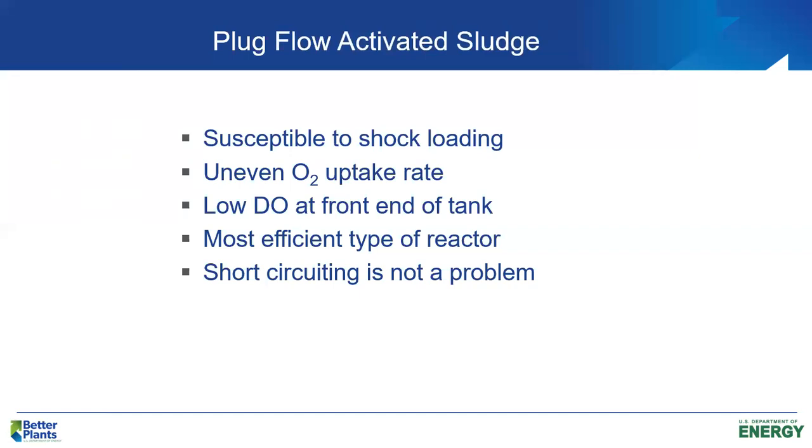The main problem with plug flow is that if we get a shock organic load hitting at the front end of the reactor, it may upset the process. The DO may go to 0 in the front end if we get a shock organic load. And then we have an uneven O2 uptake rate along the length of the reactor, very high oxygen uptake rate at the front of the reactor and very low oxygen uptake rate at the end of the reactor. So usually what we have is that our DO may be very low at the front end of the reactor, and it may be 3 or 4 or 5 milligrams per liter at the end of the reactor.